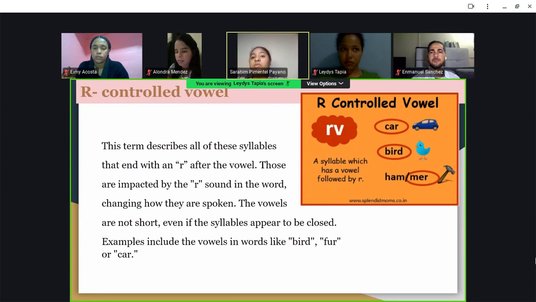In this occasion, we will talk about r-controlled vowels. This term describes all the syllables that end with an R after the vowel. Those are influenced by the R sound in the word, changing how they are spoken. The vowels are not short, even if the syllables appear to be closed. Examples include the vowels in words like bird, word, or car.